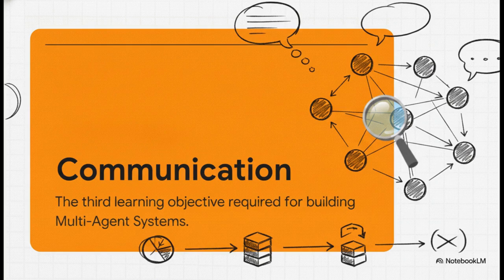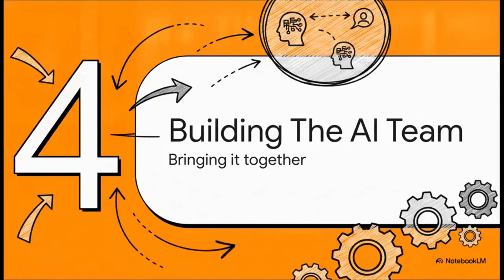Unpacking communication really means engineering specific protocols. We're talking about formatting outputs into rigid JSON payloads so that the receiving agent can actually parse the data reliably. It involves building these autonomous feedback loops, where an agent can actually request clarification from another node if a prompt seems ambiguous. Plus, you have to maintain conversational memory states across the whole network so that crucial context isn't lost over a long sequence of tasks. Because without this robust communication infrastructure, your team of agents is really just a group of isolated models throwing text out into the void.